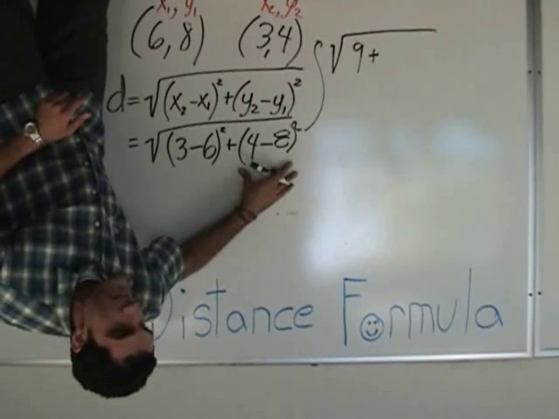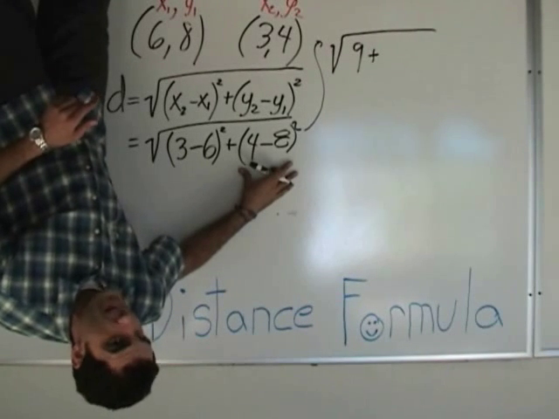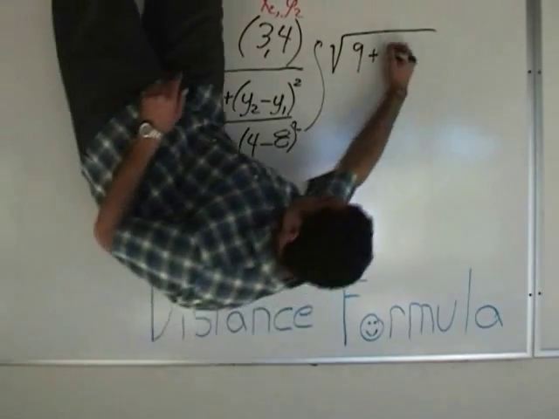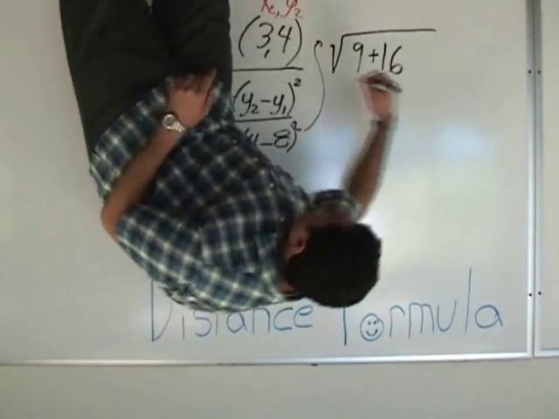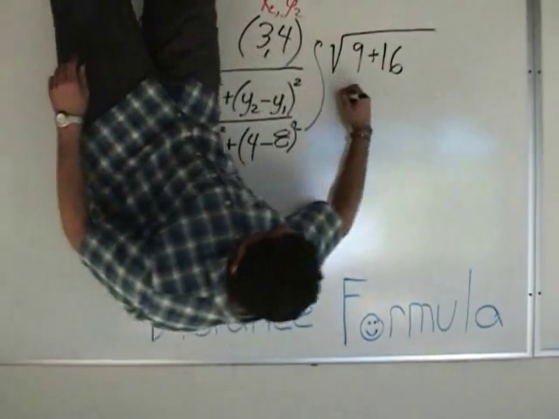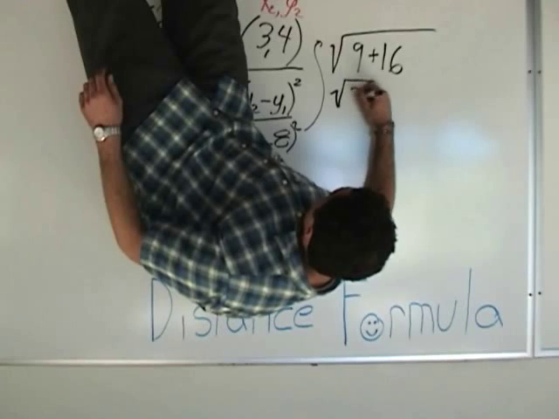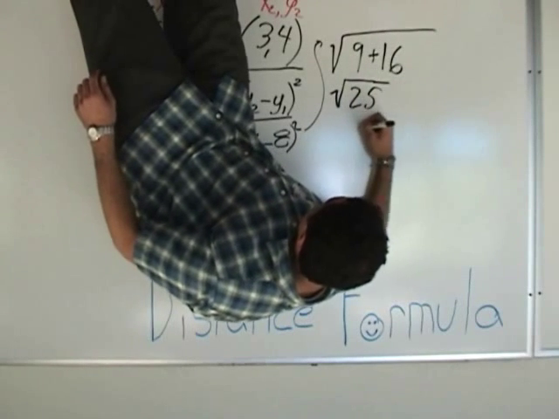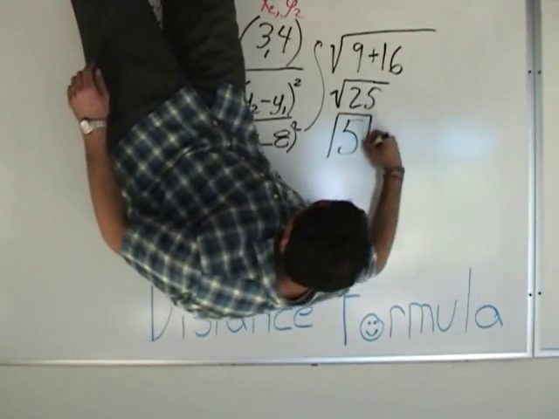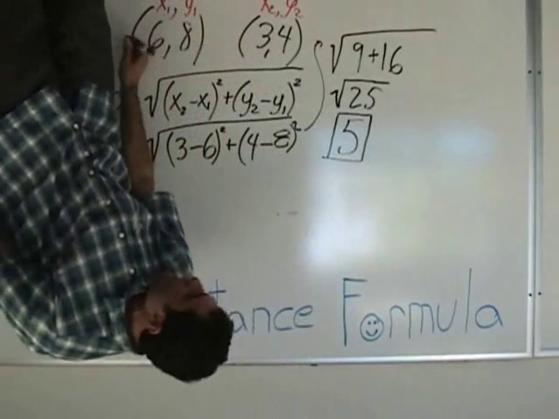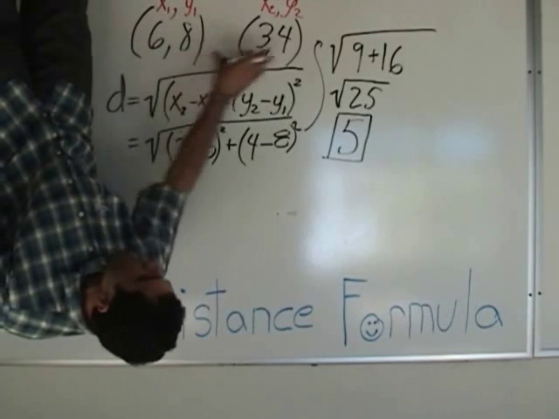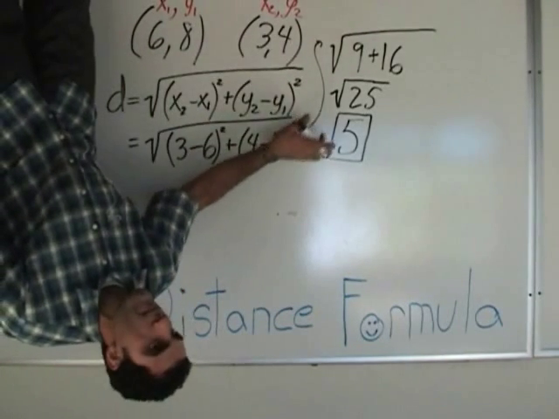Okay. 4 minus 8 is? Negative 4. Negative 4 squared is 16. Okay. 9 plus 16, square root. Yes. Square root of 25. And that is? All right, this is all square root. So, the answer. The distance between 6, 8 and 3, 4 is 5.